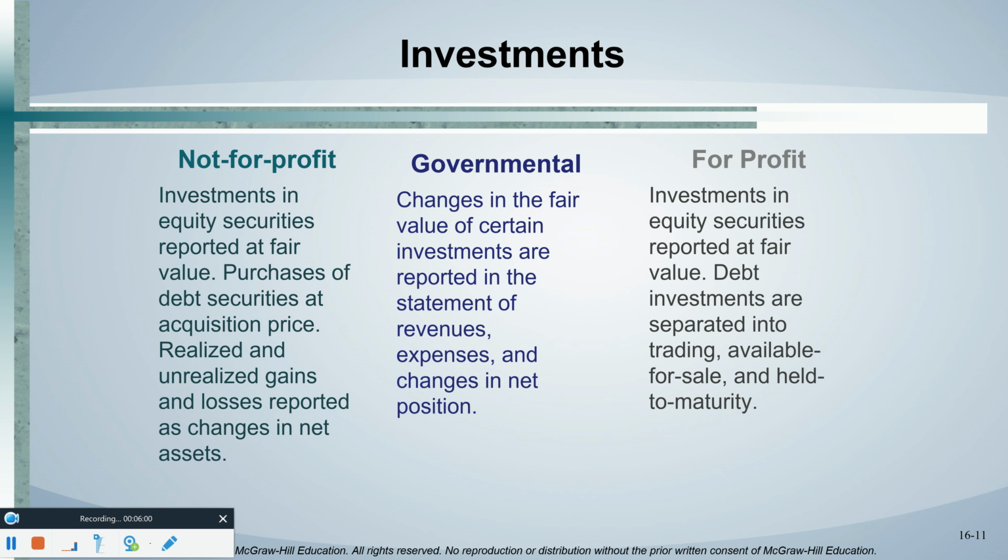All right, investments for nonprofits are reported at fair value, and any unrealized or realized gains and losses are reported as changes in net assets. Effectively, they're reported through the operating statement. And it's the same thing with governmental or GASB standards, where the investment is recorded at fair value, and the change, whether it's an unrealized or realized change, would be reported through the operating statement.